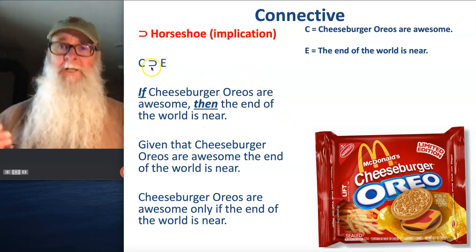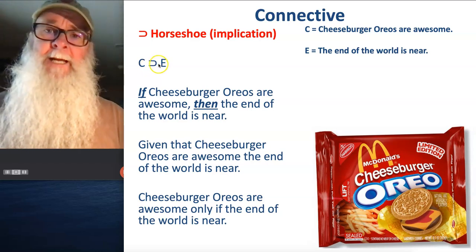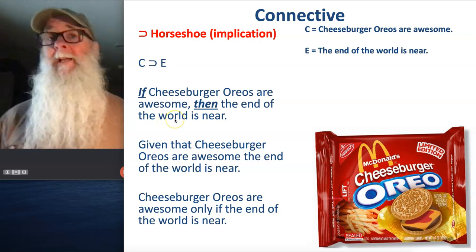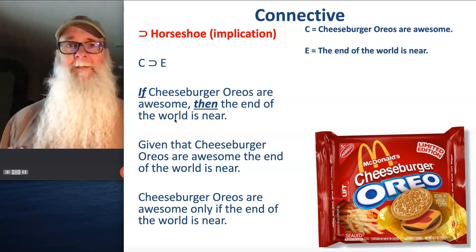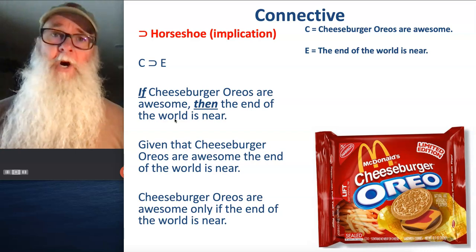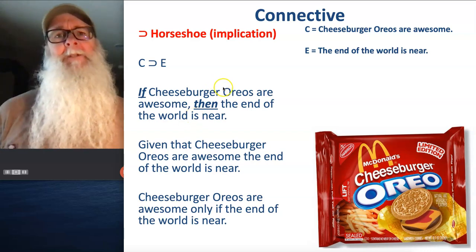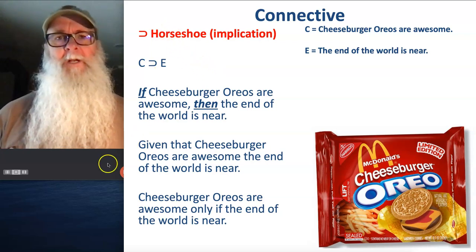the horseshoe. So we're going to say C, horseshoe, E, and that's the equivalent of all three of these statements, even though, again, the statements kind of look a little different. That's okay. Logically, they're all equivalent, and that's what we're concerned with. So when we want to demonstrate that two statements are in a relationship of implication, we're going to use the horseshoe.